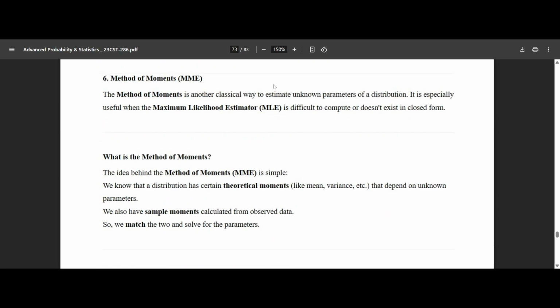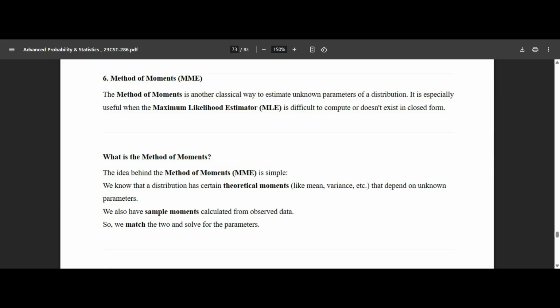What is MME? So MLE we did. MME, method of moments, is another classical way to estimate unknown parameters for a distribution. It is especially useful when the MLE is difficult to compute or doesn't exist. In MLE we saw that we have to take log, then do many other steps. So sometimes the log is not computable for complex functions.